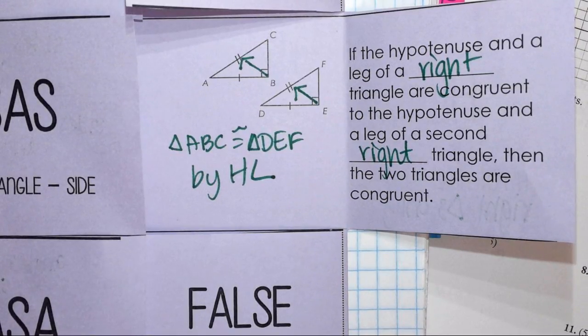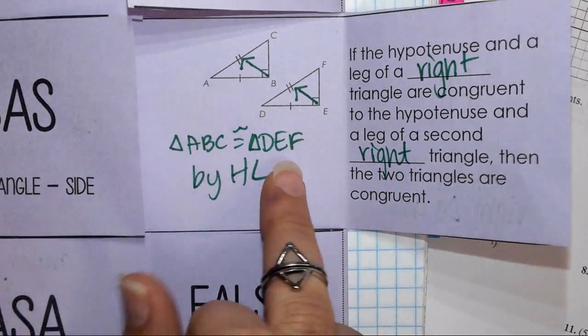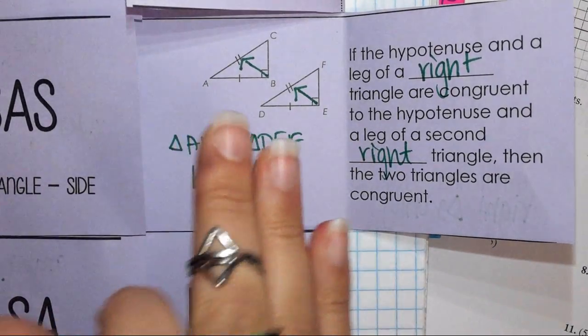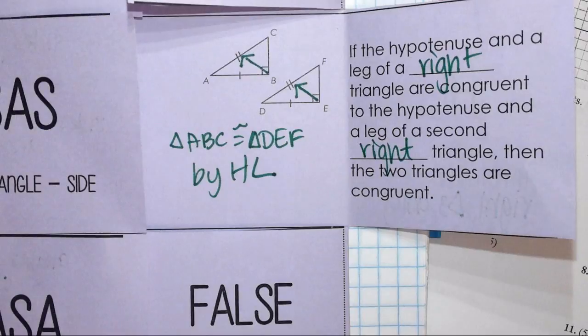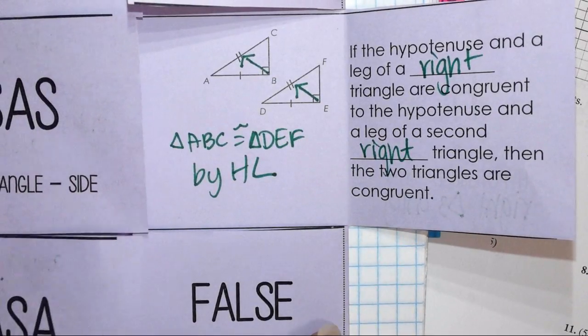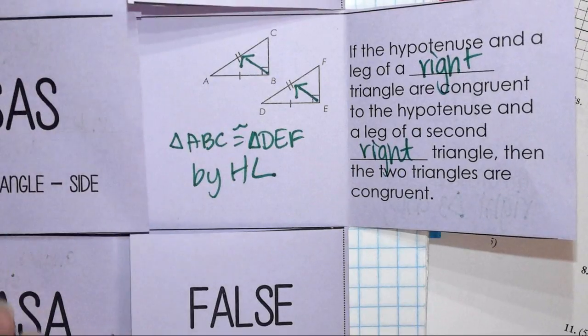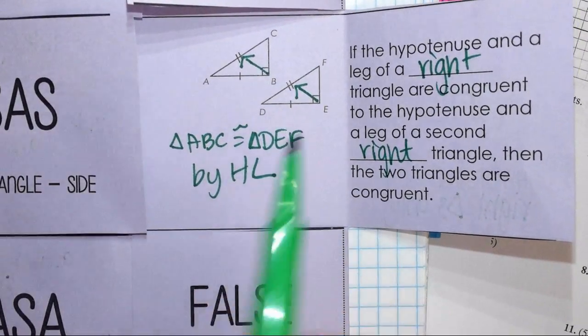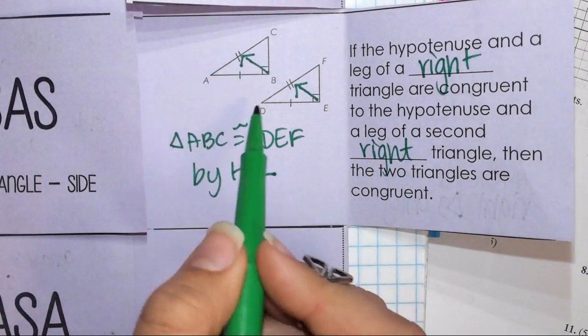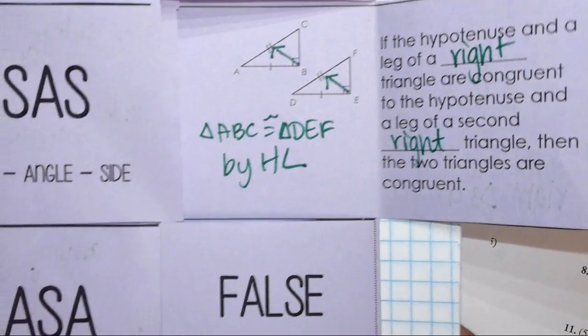Does everyone understand? Now, this is only applicable in right triangles. Everything else you can use in any other triangle. Do you understand? You can also use all of the other things on right triangles, but this is specific to right triangles, so you just need a hypotenuse and a leg.